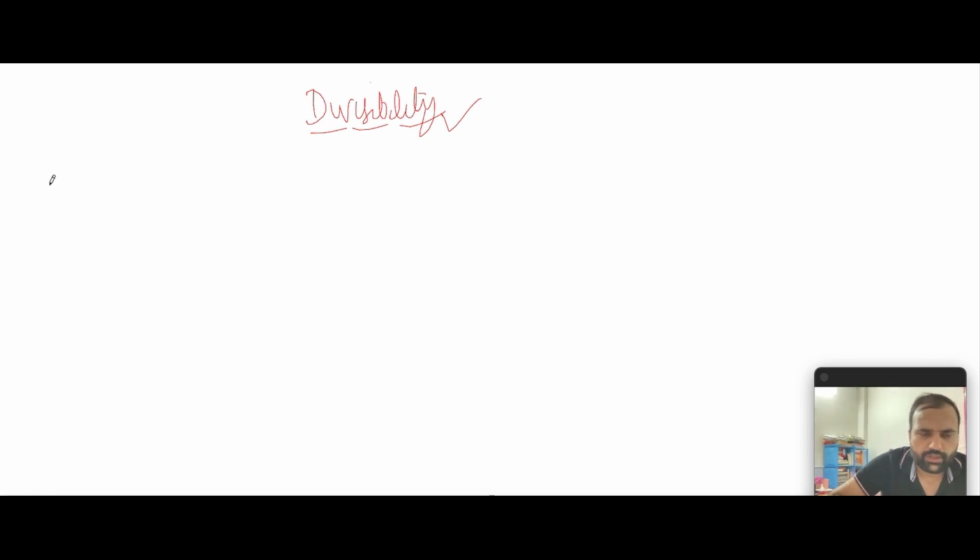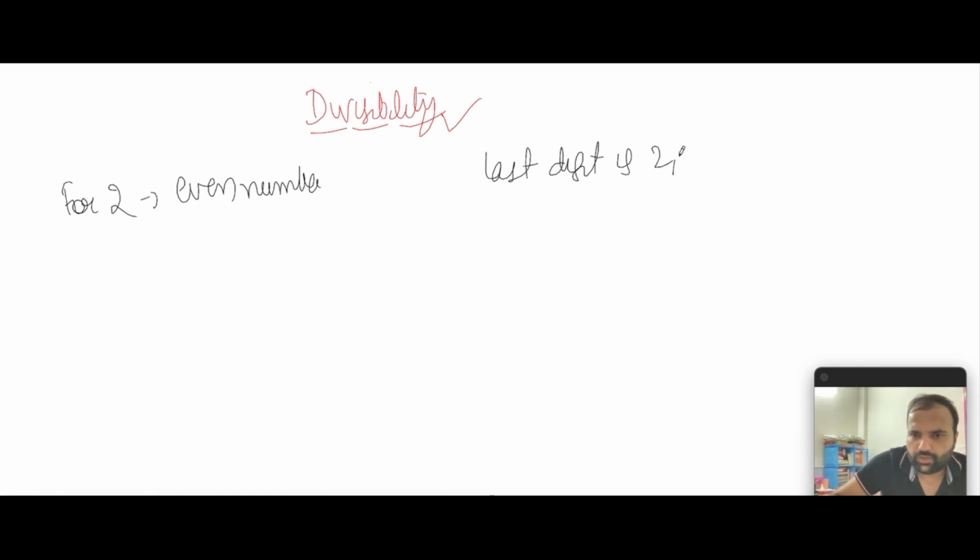We all know the divisibility rule for 2. For 2, it's simply that it has to be an even number. And how do you know that? You can check the last digit. If the last digit is 2, 4, 6, 8, or 0, it will be divisible by 2. So that's not difficult.